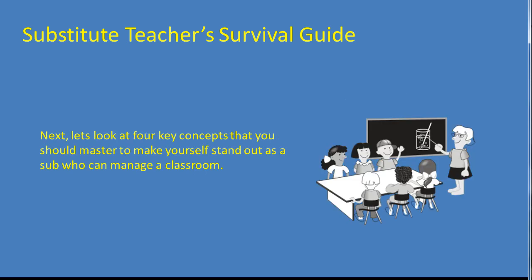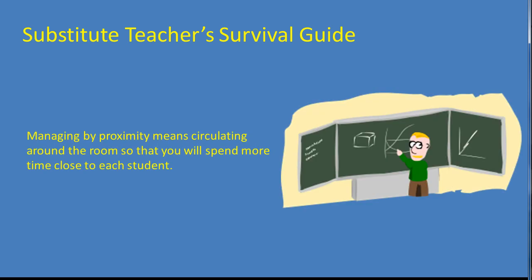Now we're going to take a short crash course in the 4 ideas that you must master as soon as possible in order to maintain an orderly classroom. Each of them is fairly simple, so don't get scared. The first idea is managing by proximity. Kids are more likely to misbehave the further away you are from them. Of course, you can't be near them all the time, so you have to circulate around the room.